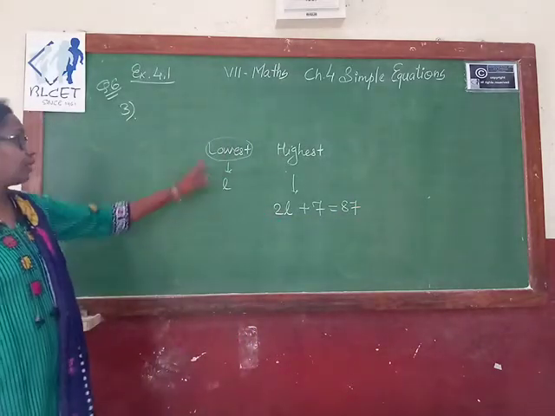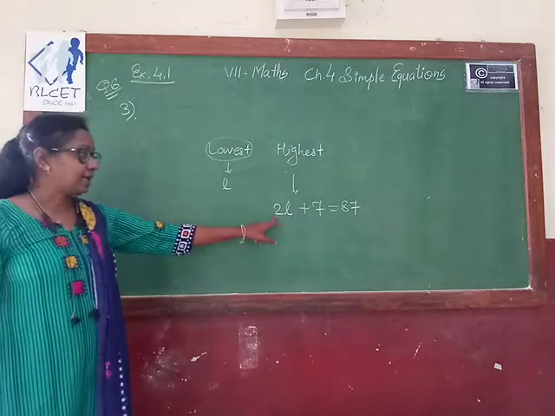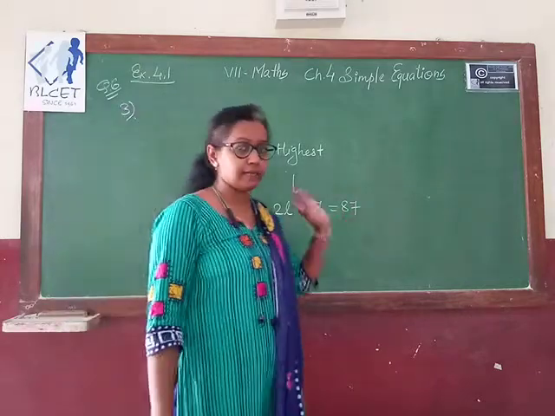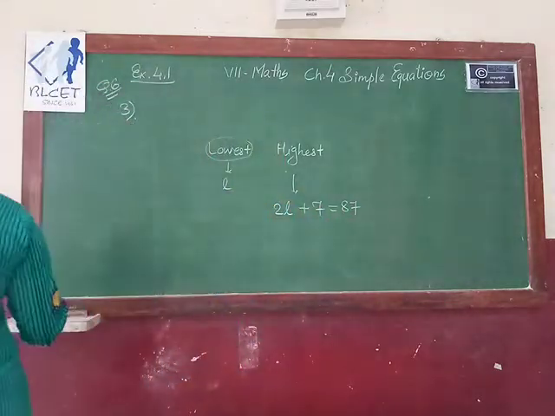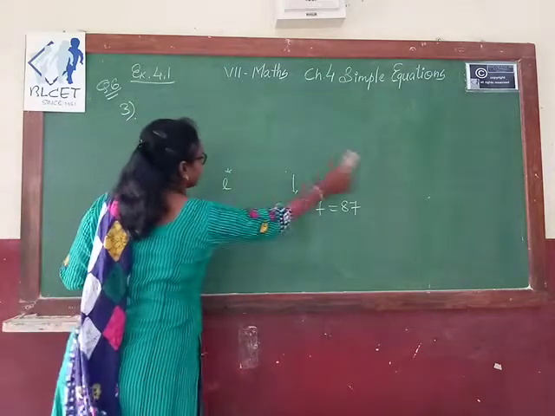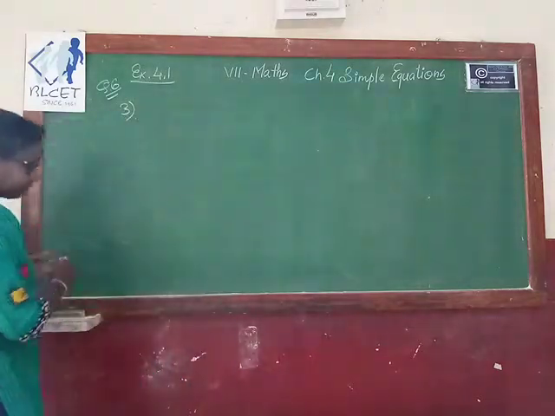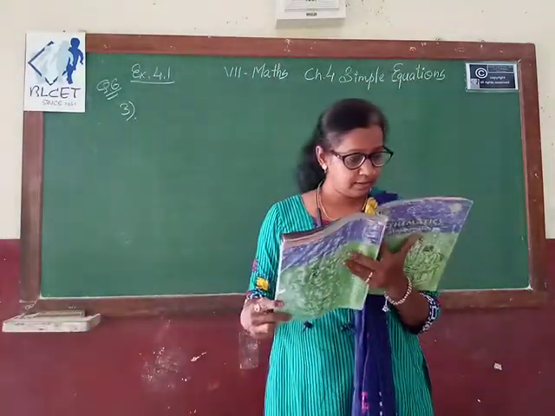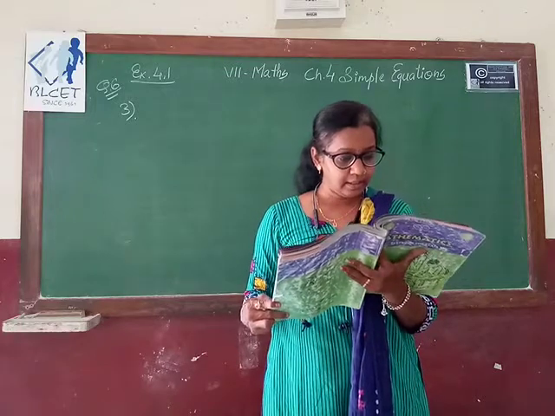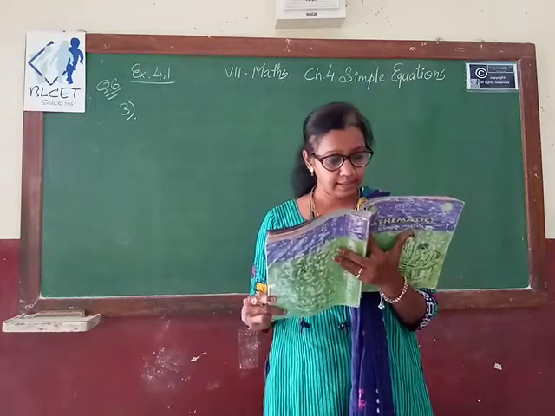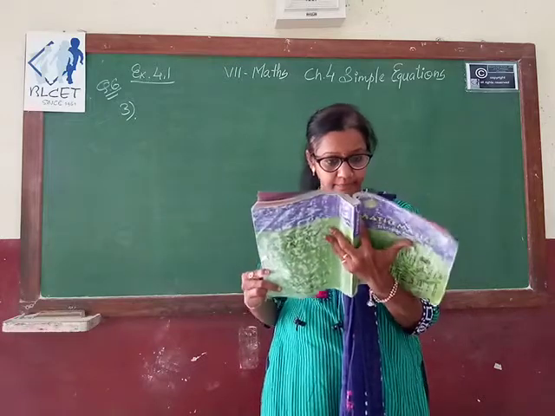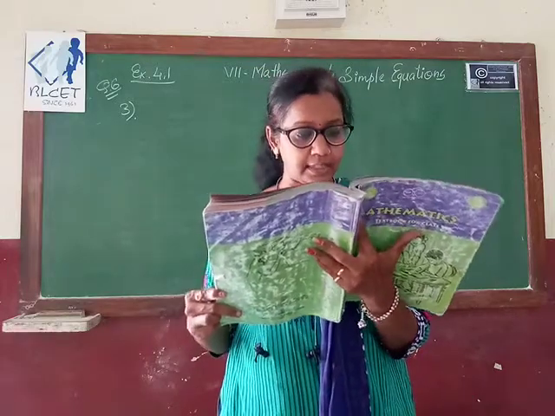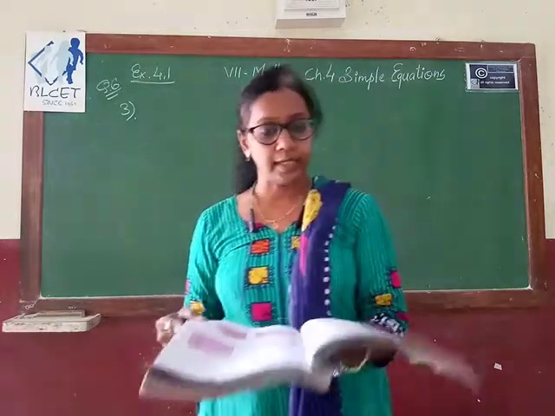We consider that the lowest mark is equal to L. 2 times L plus 7 is equal to 87. This way we can form the equation for the third question. Move on to the fourth one. The question is, in an isosceles triangle, the vertex angle is twice either base angle. Let the base angle be B degrees. Remember that the sum of angles of a triangle is 180 degrees.